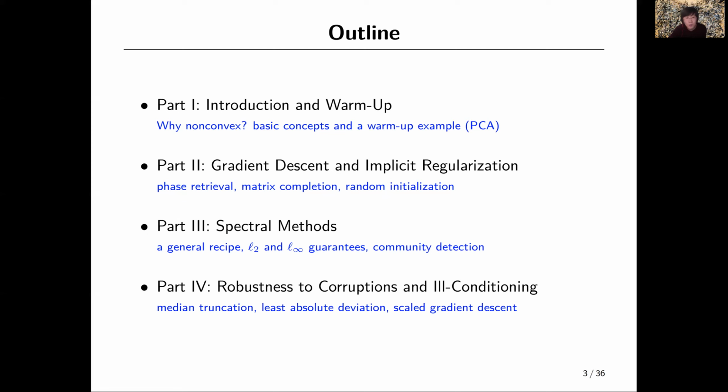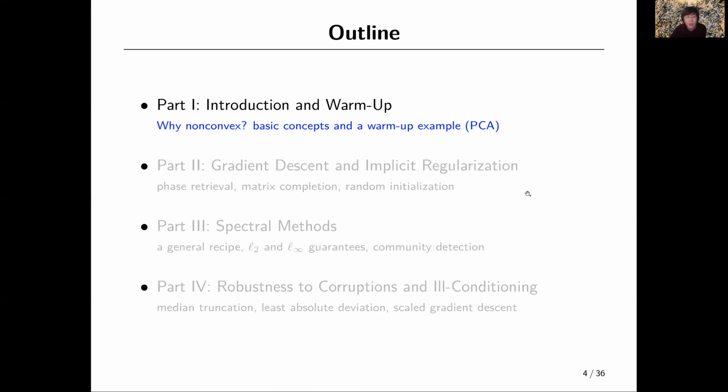The third part will be covering spectral methods, which can either be used as an important initialization strategy for iterative solvers such as gradient descent, or used as a standalone estimator, which is the case, for example, for problems such as community detection. Finally, the last part will talk about important generalizations of the non-convex paradigm to make it more robust to corruptions and yield better conditioning in the context of low-rank matrix estimation.